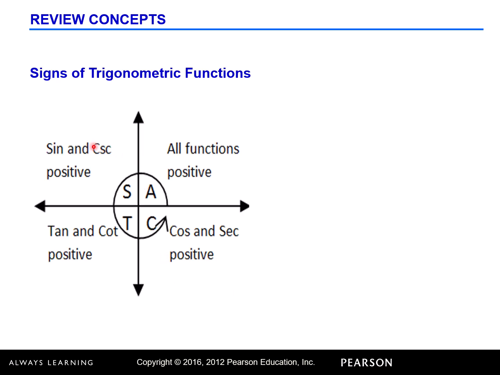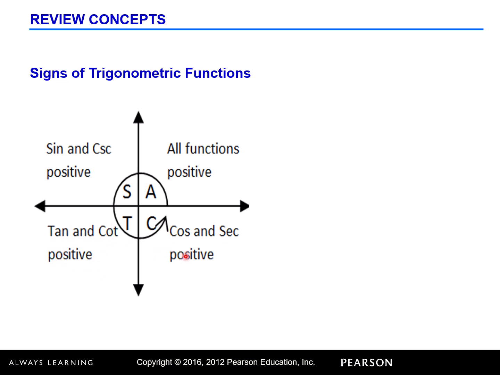The next concept that we'll be using here are the signs of trigonometric functions. You can use ASTC, or add sugar to coffee, or all students take chocolate. A stands for all: all trigonometric functions here are positive. Then on the second quadrant, S stands for sine, and its reciprocal cosecant are the only positive here, the rest are negative. And then on the third quadrant, T stands for tangent, and its reciprocal, cotangent, are the only positive in this quadrant, the rest are negative.